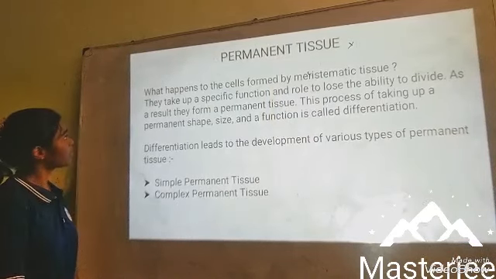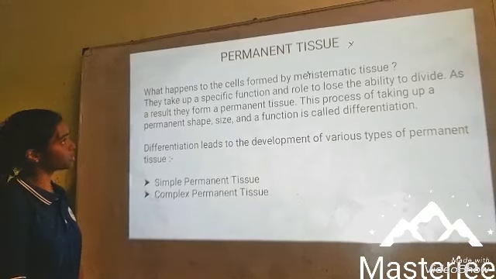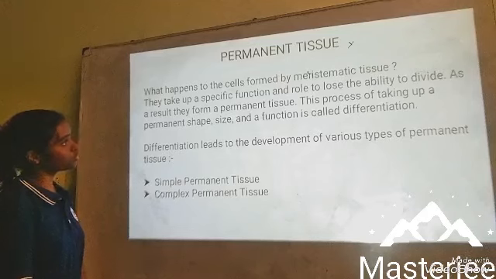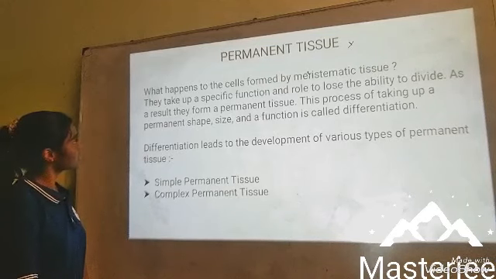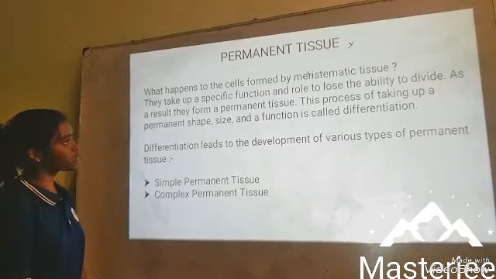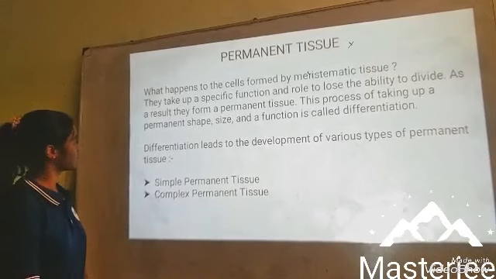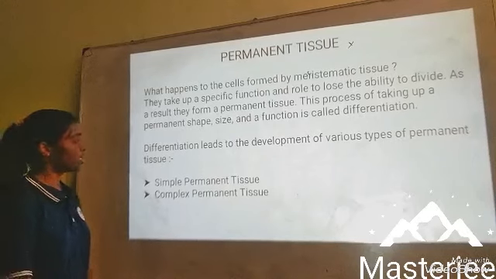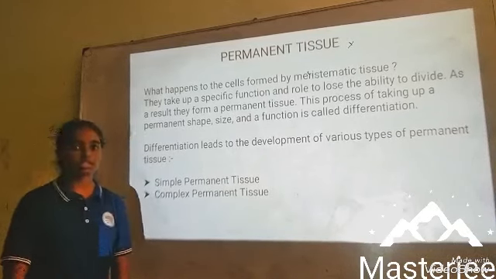Permanent tissue. What happens to the cells formed by meristematic tissue? They take up a specific function and lose the ability to divide. As a result, they form a permanent tissue. This process of taking up a permanent shape, size and function is called differentiation. Differentiation leads to the development of various types of permanent tissue: simple permanent tissue and complex permanent tissue.